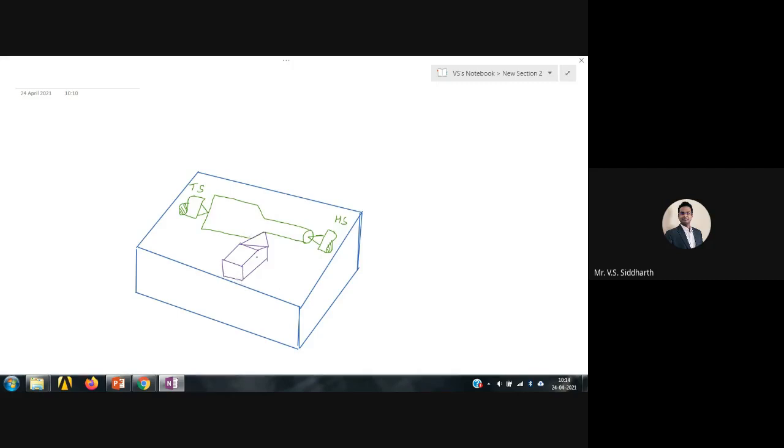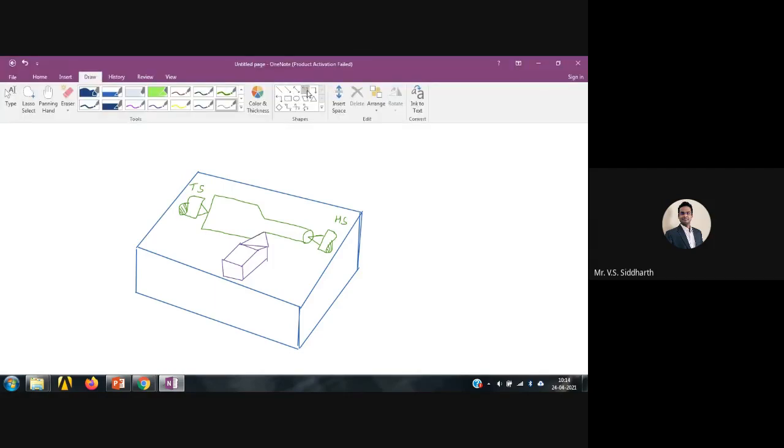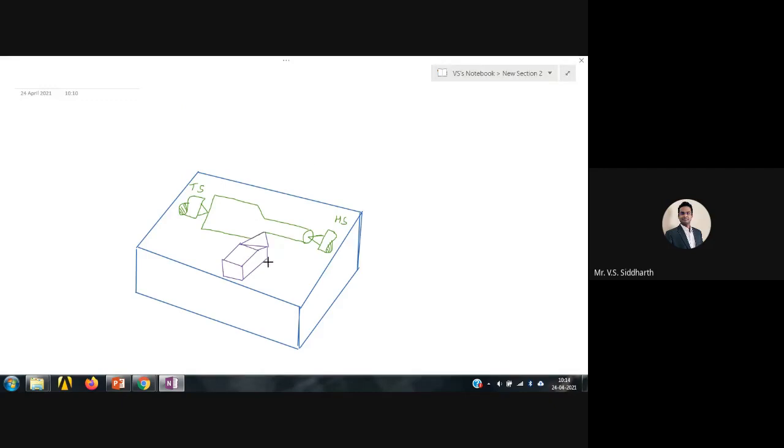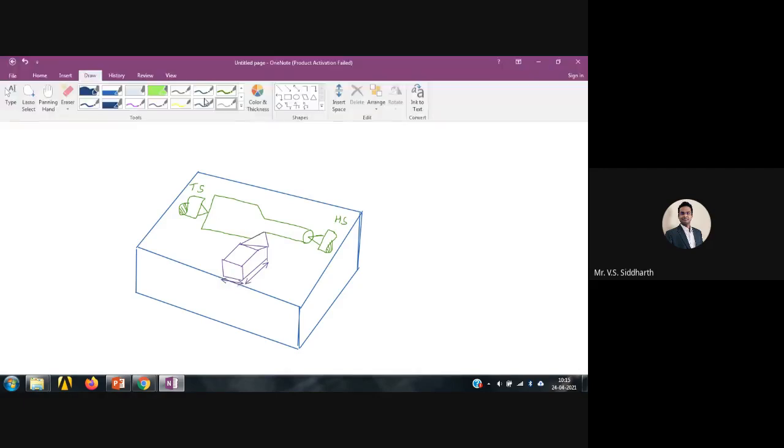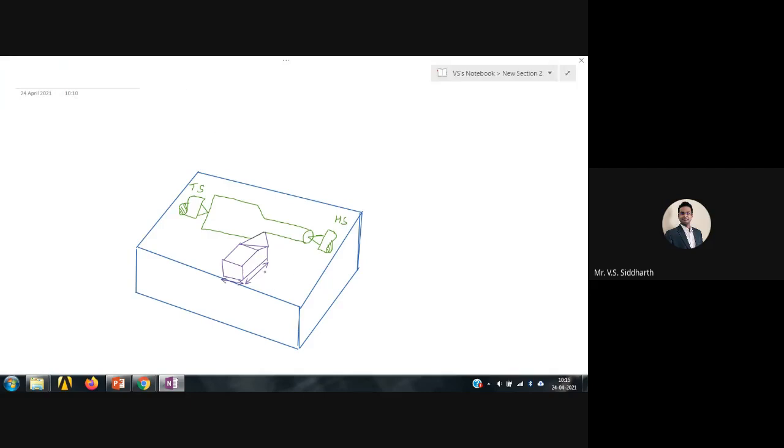So this is our tool. In this tool, we have two dimensions. One is this dimension, and another one is this dimension. So what is the first dimension? Can I call it length? Can I call it width?